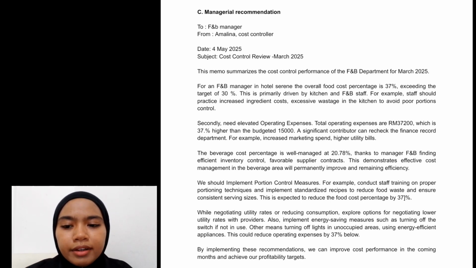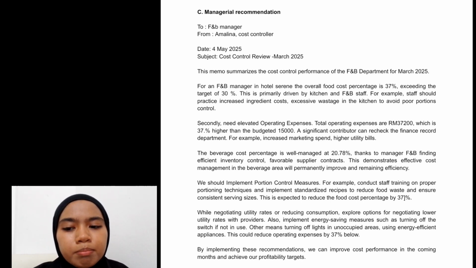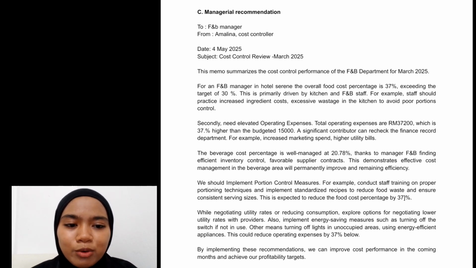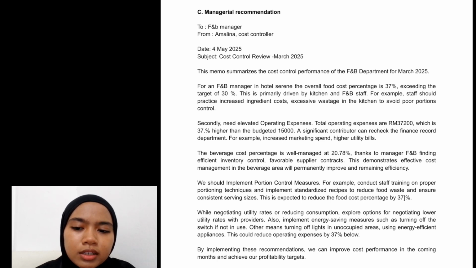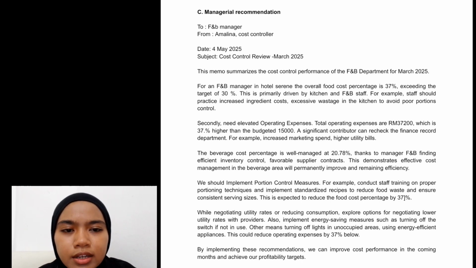And we should implement portion control measures. For example, conduct staff training on proper portioning techniques and implement standardized recipes to reduce food waste and ensure consistent serving size. This is expected to reduce the food cost percentage by 37%.